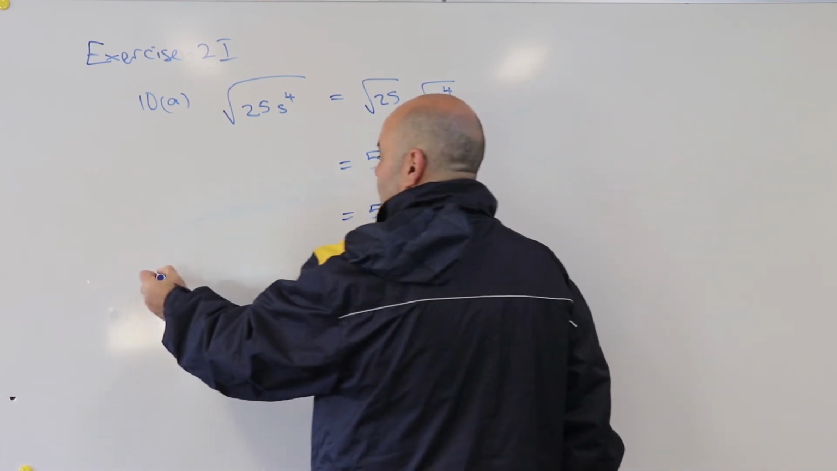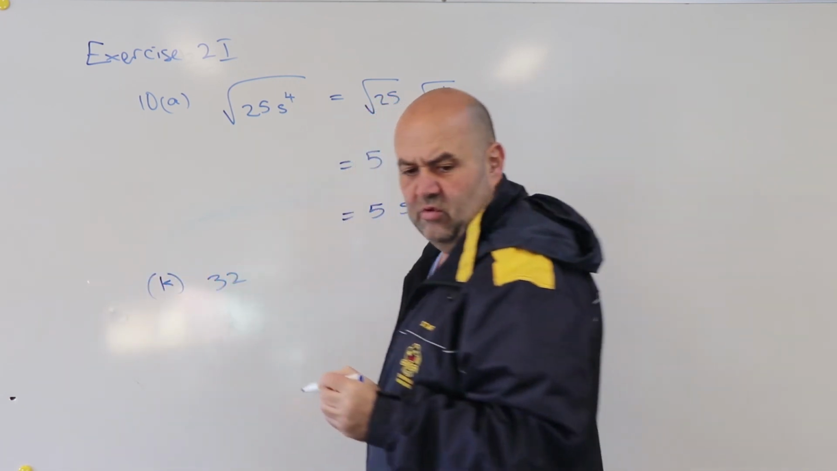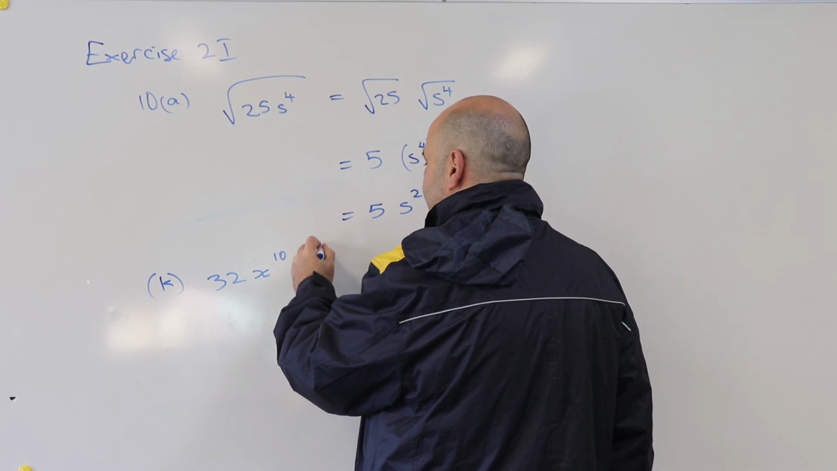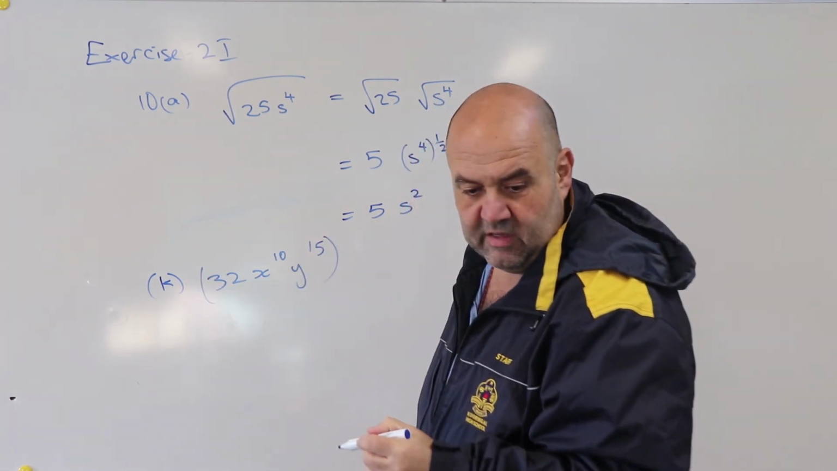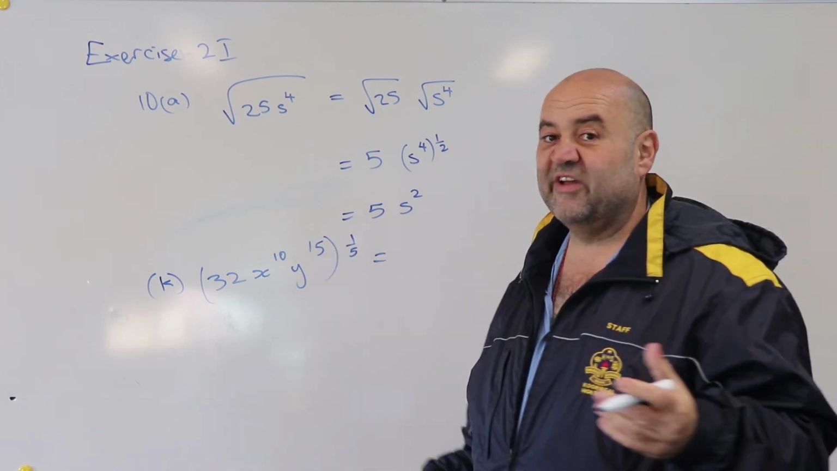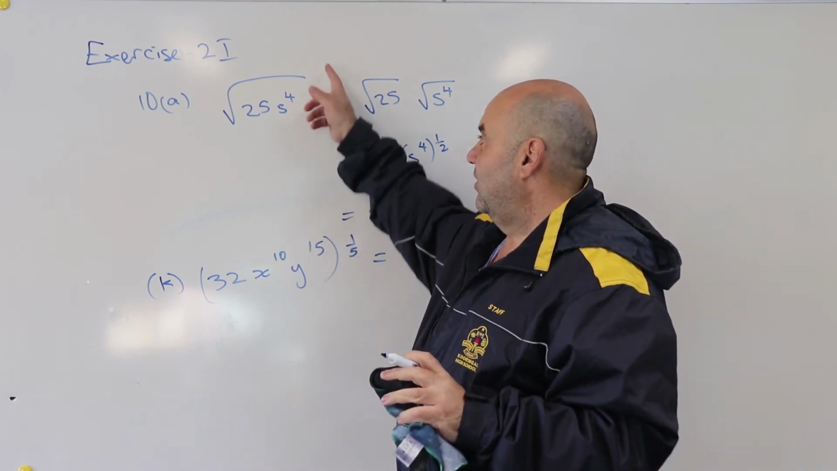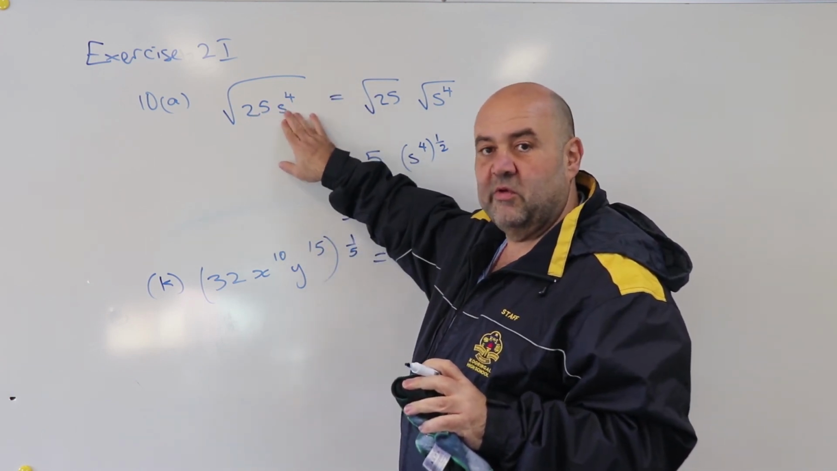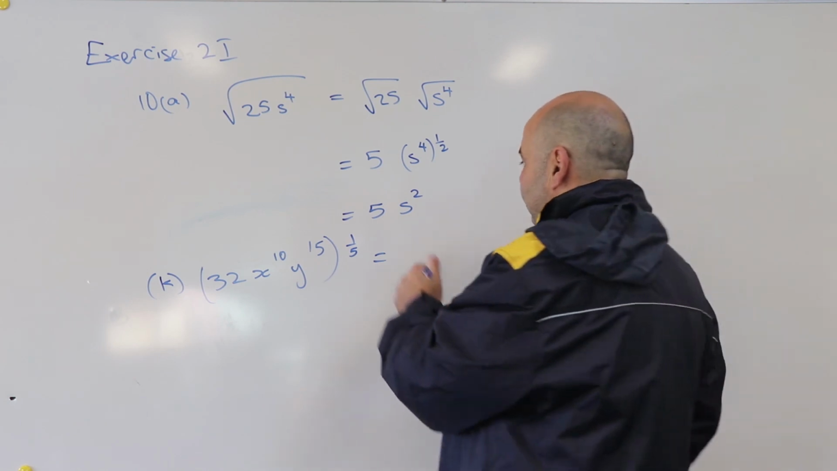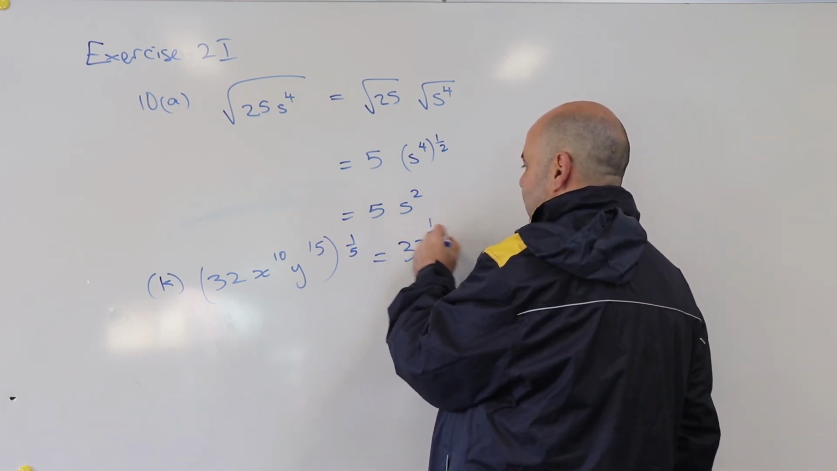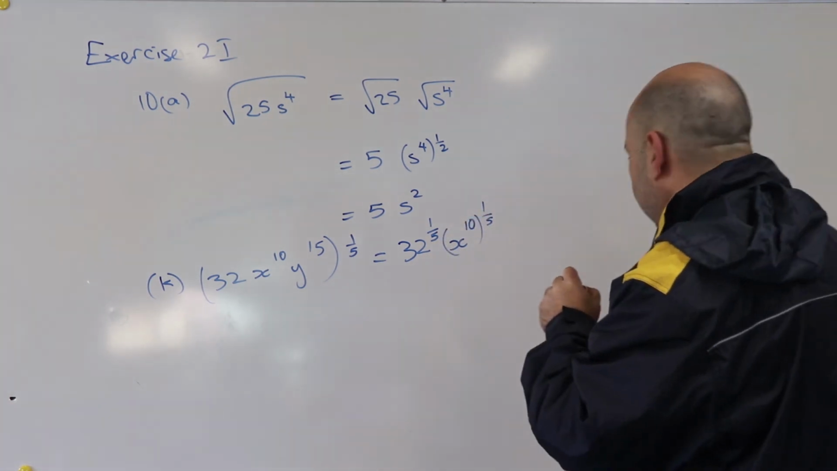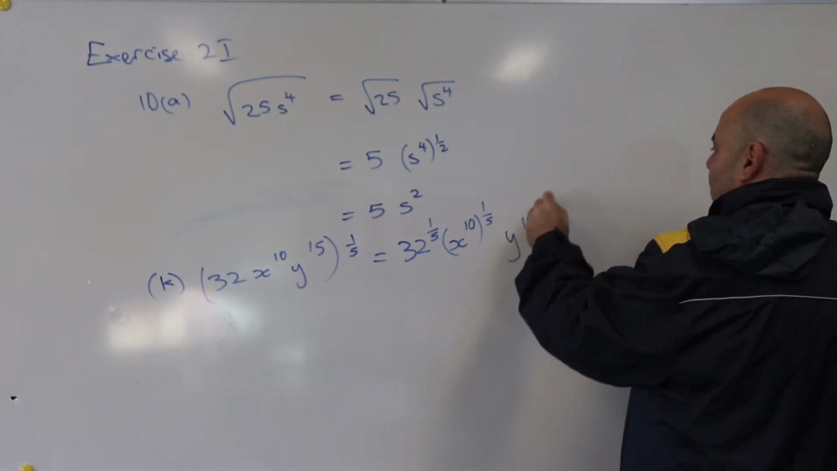That's 32x to the power of 10, y to the power of 15, all to the power of 1/5. Okay, well, just like a surd, like a square root means we've got the square root of this and the square root of that. It's exactly the same here when we've got powers, the power of a fifth. So it's 32 to the power of a fifth times x to the power of 10 to the power of a fifth times y to the power of 15 to the power of a fifth.